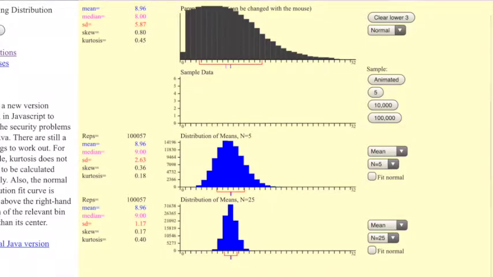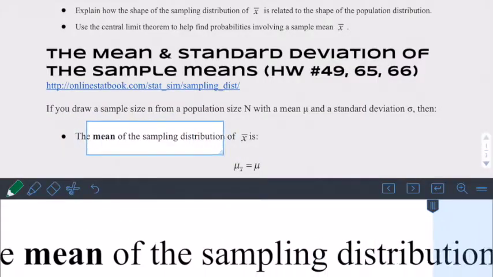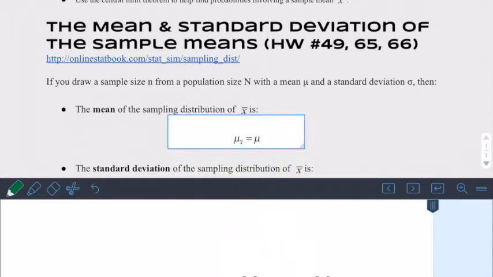And it's important to note that I did not have a normal population. I had a very skewed population. This is where that sample came from. The mean of the sampling distribution of X bar is mu, that population mean. That's the population mean. This is the mean of the sampling distribution.